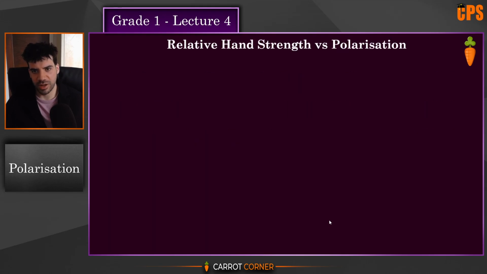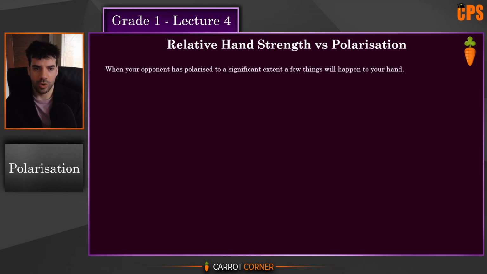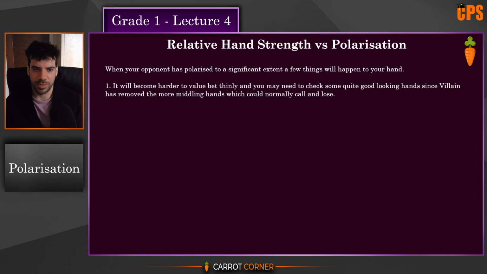So, relative hand strength against polarization. What happens? Let's put these two things together now. What do you think happens to our relative hand strength as our opponent becomes more polarized? Well, when your opponent is polarized to a significant extent, remembering that they can polarize a little bit or a lot, a few things are going to happen to our hand. So firstly, it's going to become harder to value bet thinly, and you may need to check some quite good looking hands, since villain has removed the more middling hands which could normally call and lose.